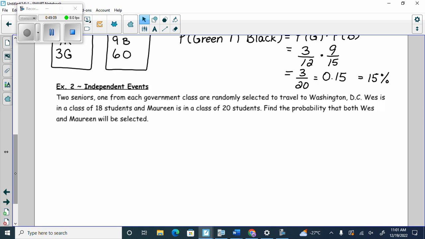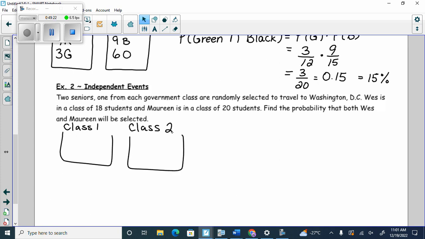Yeah. So here it says 2 seniors, 1 from each government class. So we have class 1. We have class 2. Are these independent or dependent? Independent or dependent? Do the 2 events depend on each other, or are they independent of each other? Independent, because I have class 1, class 2, like bag 1, bag 2. So class are randomly selected to travel to Washington, D.C. Wes is in a class of 18 students.